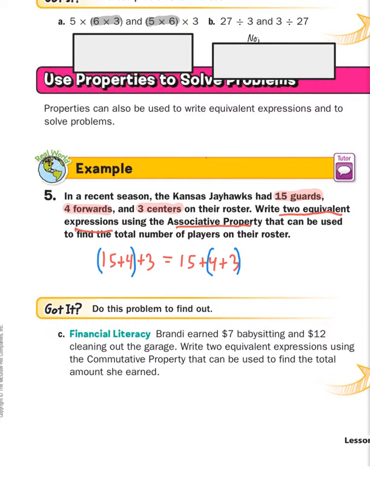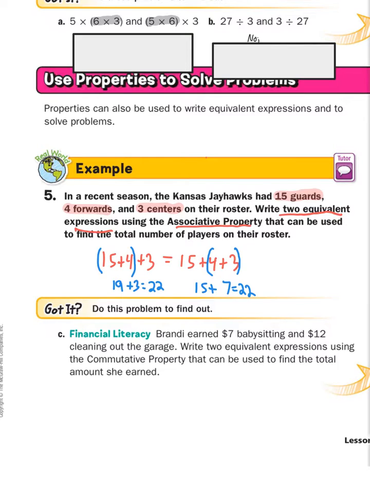All right, now, last, to find the total number of players, I'm going to solve that. So in the first expression, 15 plus 4 is 19. 19 plus 3 is 22. In the second one, I have 4 plus 3 is 7. And guess what? 15 plus 7 is 22. All right, so that's how you do these.